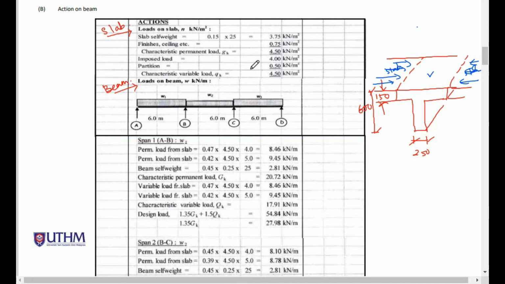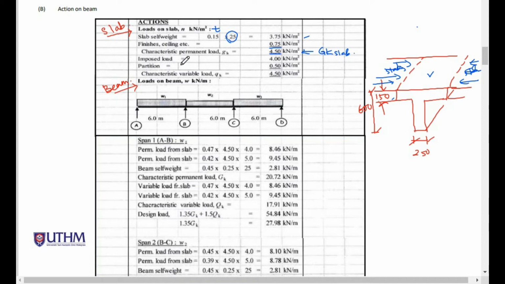The slab self weight is equal to the slab thickness of 150 multiplied by the concrete density, and we get 3.75. Finishes, ceiling and other dead load on the slab is given as 0.75. Thus the total Gk for the slab is 4.5.